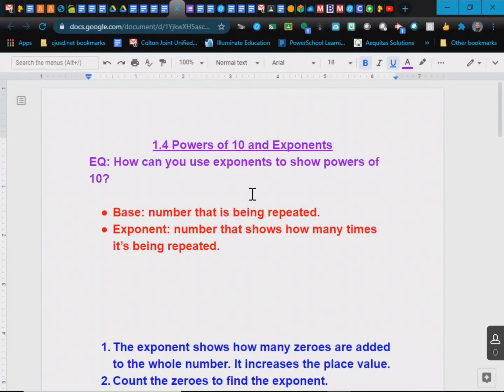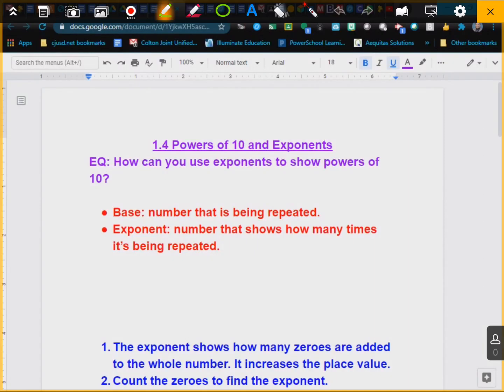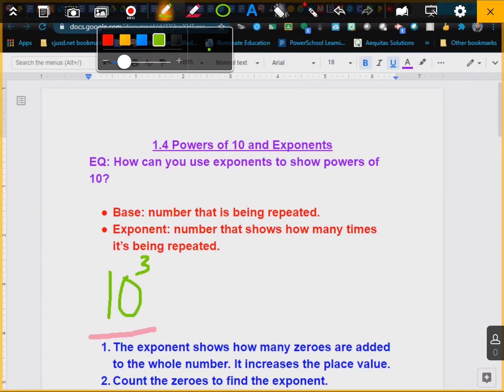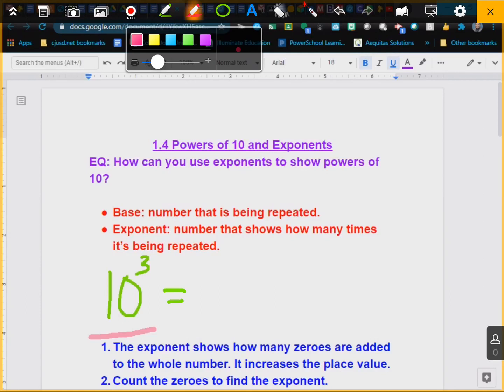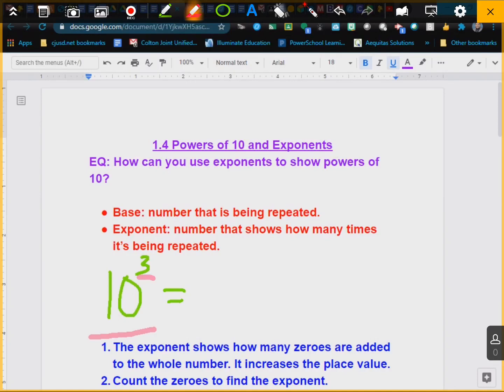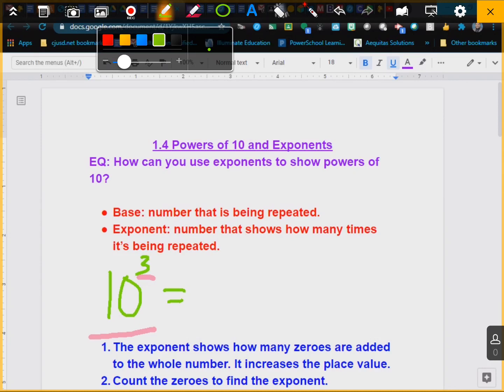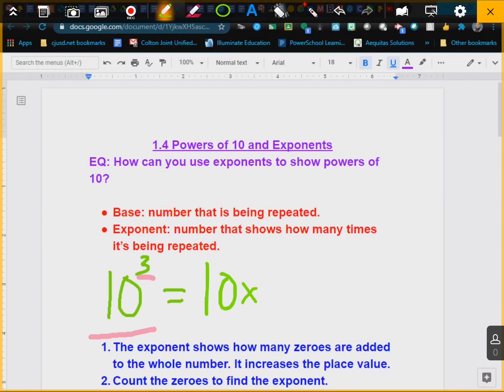If I have something like 10 to the third power, 10 is my base. Okay, that's the initial number. And then 3 is my exponent. That shows that 10 is repeating itself 3 times. So 10 to the third power is the same as 10 times 10 times 10. There's 3 tens, right? That's why it's 3 for the exponent.